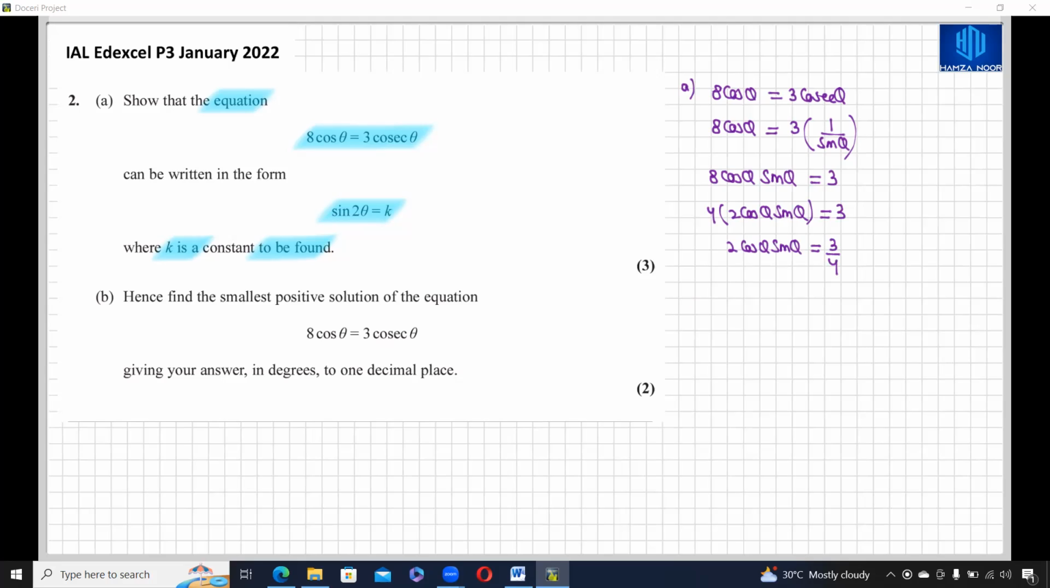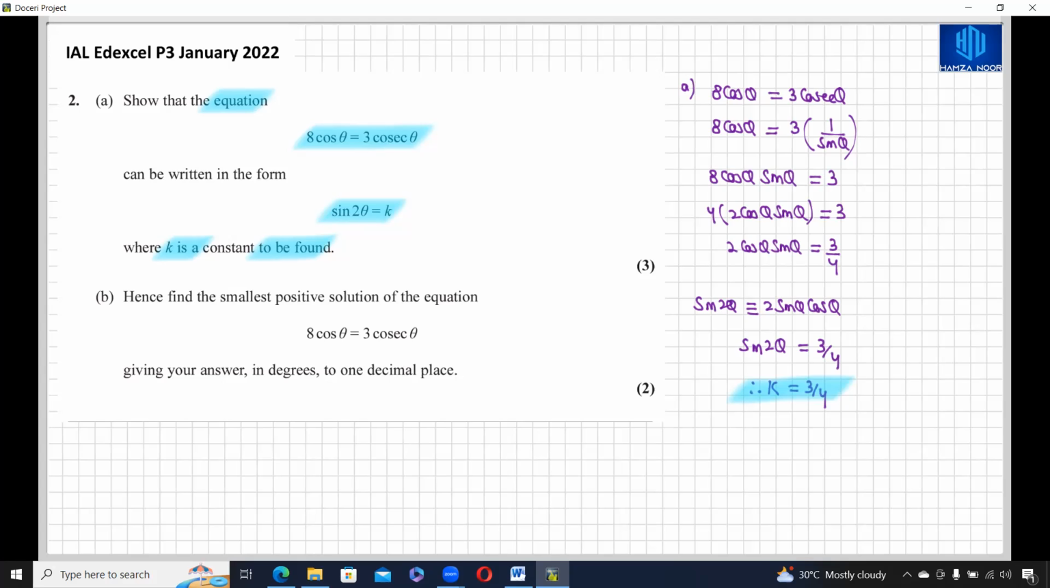Now, in place of sine 2 theta, you can write exactly 2 multiplied by sine theta multiplied by cos theta. This is a trigonometric identity. So in place of 2 cos theta multiplied by sine theta, which is the same thing, we can write sine 2 theta. Therefore, sine 2 theta equals 3 over 4. We have found the equation in the form sine 2 theta equals k, so k equals 3 over 4. This is the answer to part A.